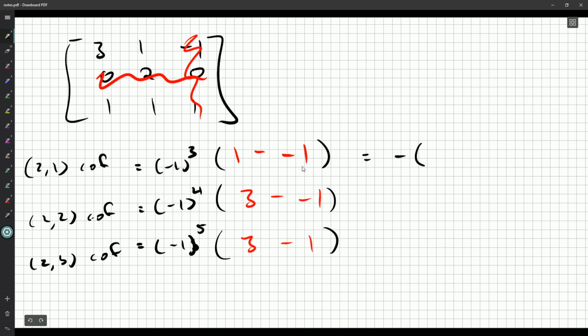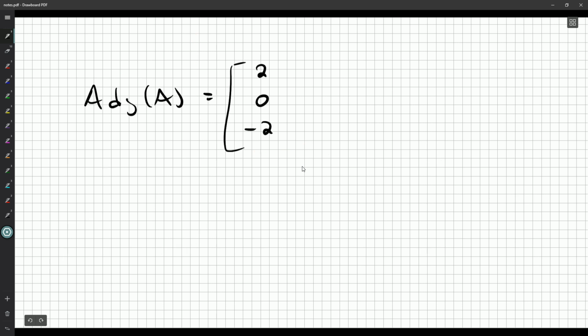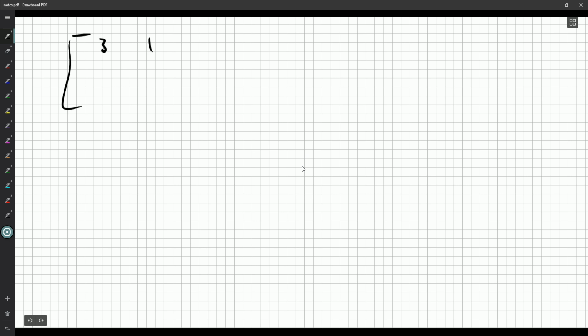All right, so that'll be negative 2. The negative 1 to the 4 doesn't change any of the signs, so we'll get 3 minus negative 1, so 4. And then negative 2. So negative 2, 4, and negative 2. That becomes our next column. Great. And onto the last row, which will produce the last column of our adjoint.